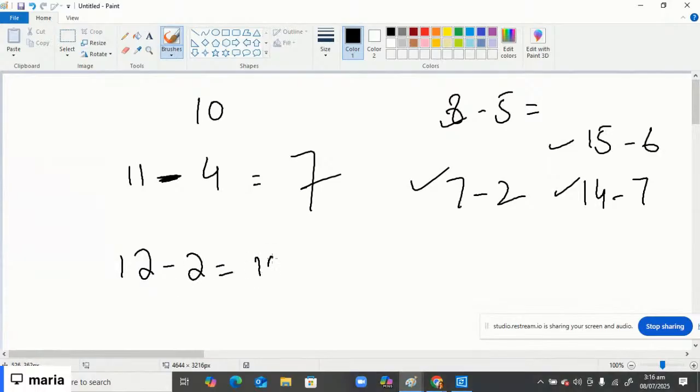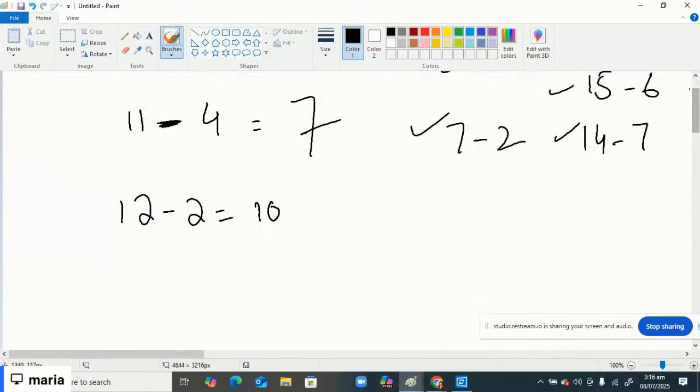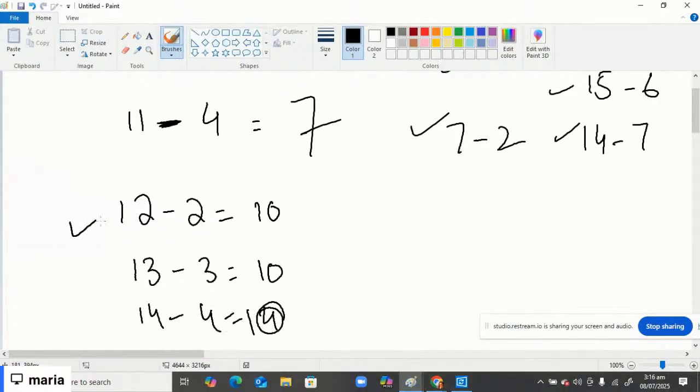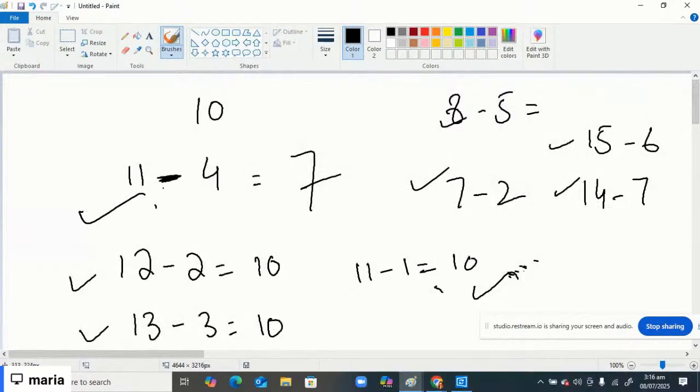Like 12 minus 2, this makes 10. 13 minus 3, that makes 10. 14 minus 4, that makes 10. So these are all the possibilities. 11 minus 1, that makes 10. So these are all ways to make 10. But this is the possibility which is not a way to make 10. Okay, these are all the possibilities as well, which are not ways to make 10. And here we are using subtraction, not addition.